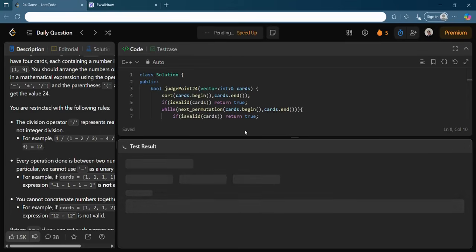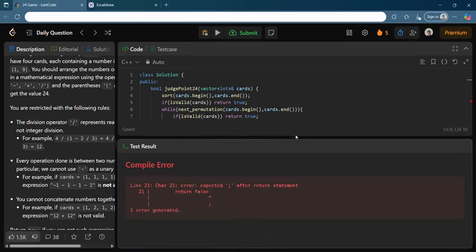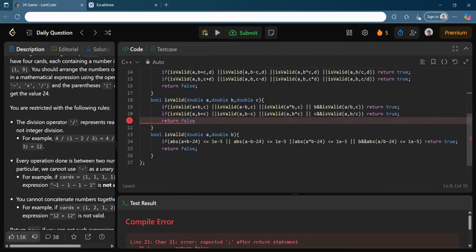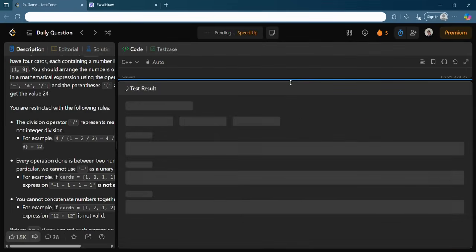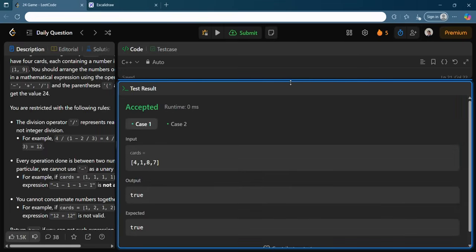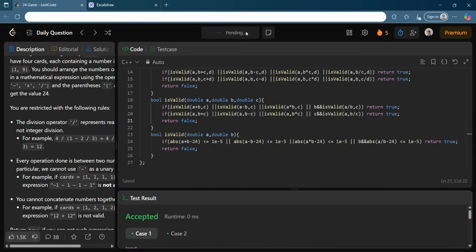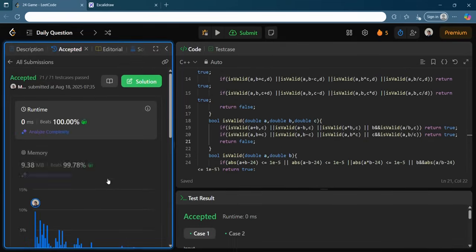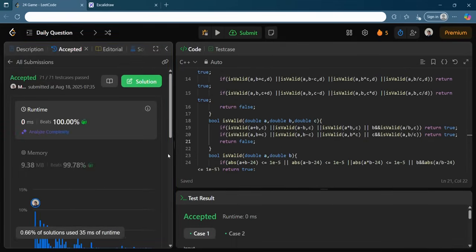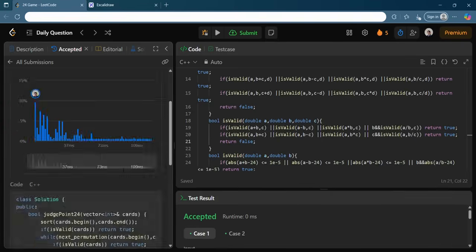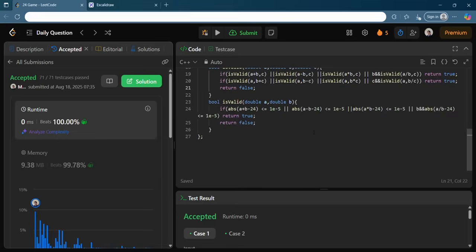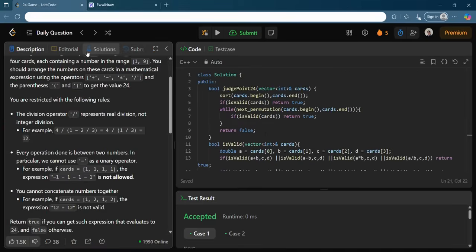Let's try to run it and check if it really works or not. Okay, so you see, let's debug this return false. I missed a semicolon here. So try to run it now. You see we are getting the accepted result. If we try to submit it, will we still get the correct result? Yeah, so you see we get the correct result, and our runtime beats 100%. Memory is also very low, 99.78%. So you do understand that we are using very little memory and time.